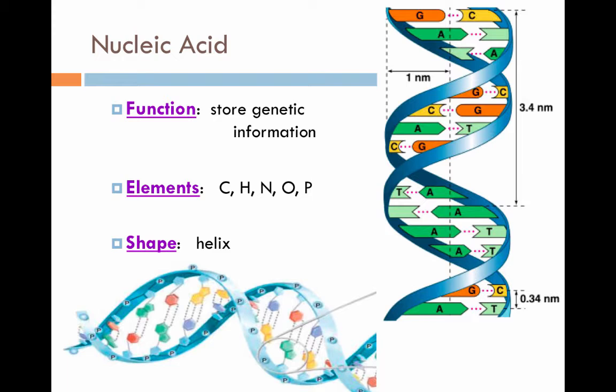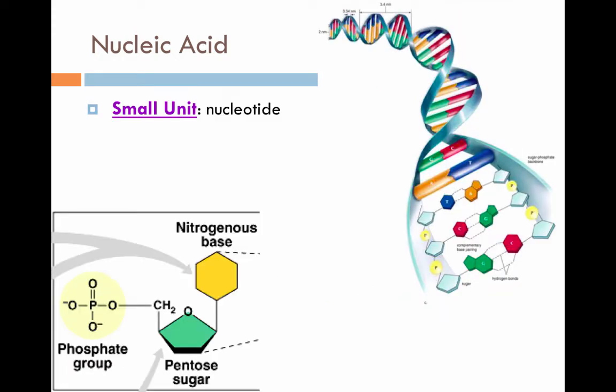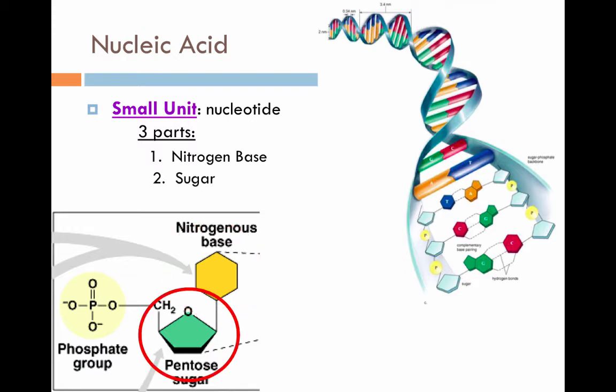The shape of a nucleic acid is in the shape of a helix. So it looks almost like braided string together. It goes around and around together. The smallest unit of a nucleic acid is called a nucleotide, and there are 3 parts to the nucleotide. There's a nitrogen base, a sugar, and a phosphate group. You have to memorize this. The small unit of a nucleic acid is a nucleotide, 3 parts, are a nitrogen base, a sugar, and a phosphate.